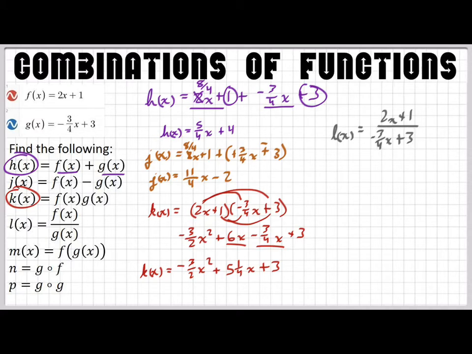So let's do that really quick. Negative 3 over 4x plus 3 equals 0. I would subtract 3 from both sides.